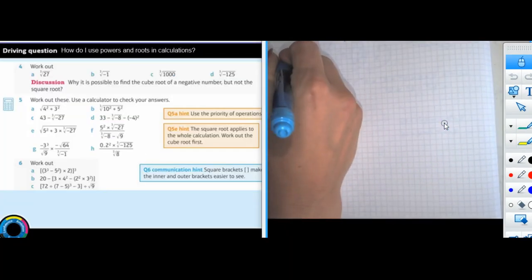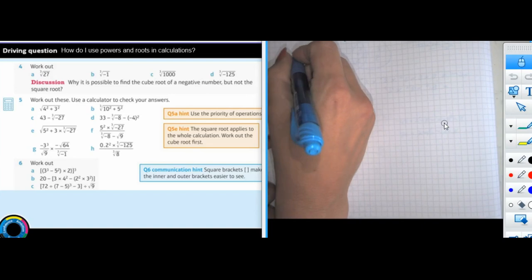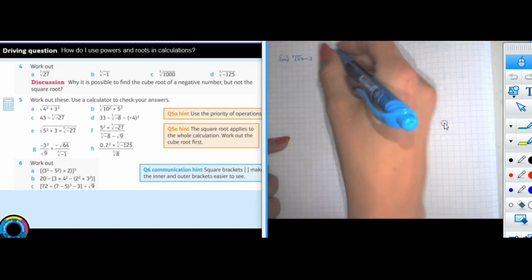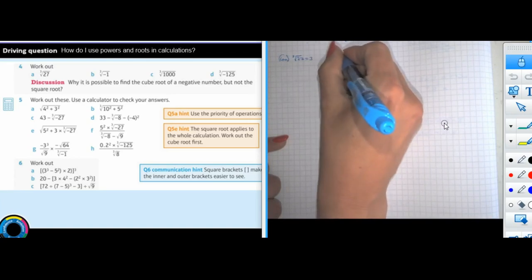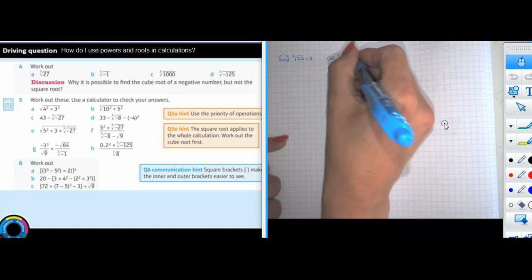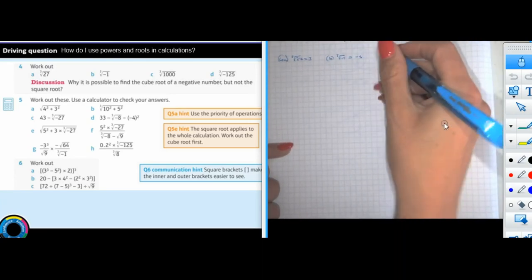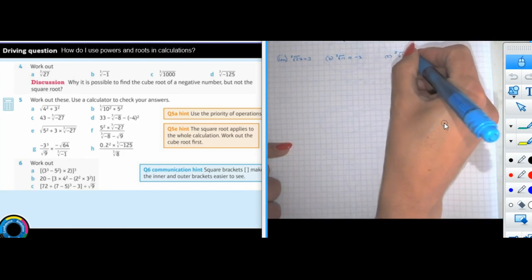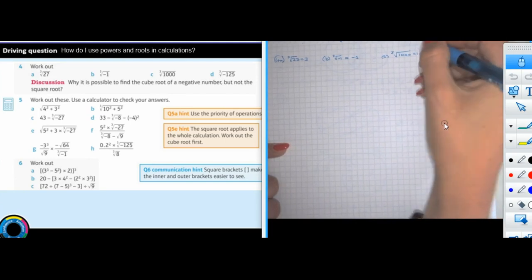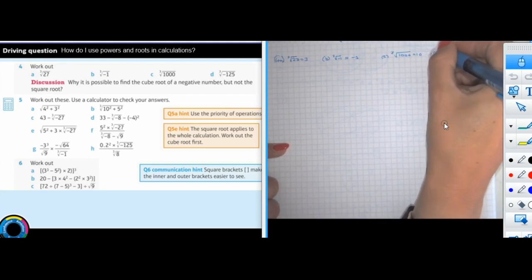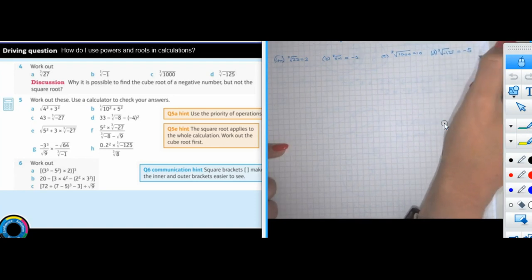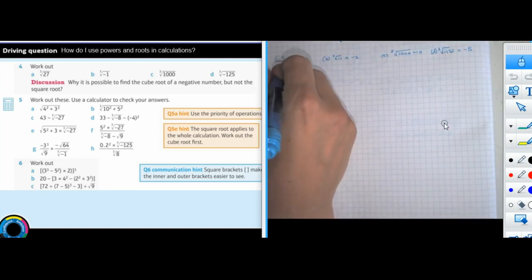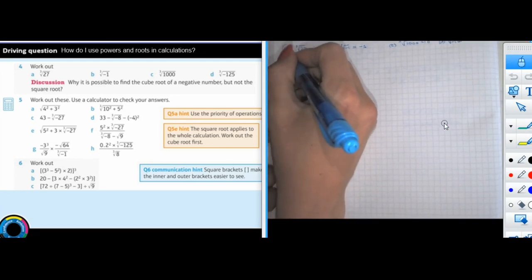Okay, question 4a. Cube root of 27 is 3. Question 4b. The cube root of negative 1 is negative 1. The cube root of 1000 is 10. And the cube root of negative 125 is negative 5. Question 5. 5a.